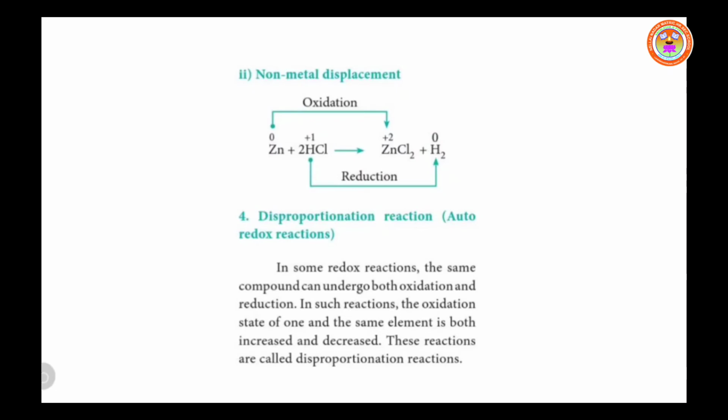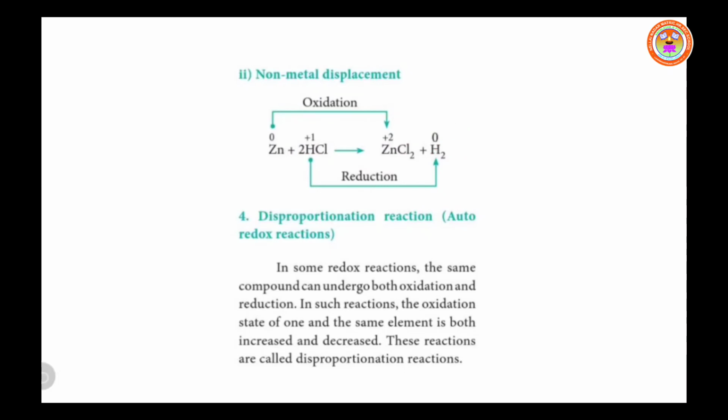Now we can see the oxidation states. The oxidation state of zinc in the uncombined state is 0, whereas in zinc chloride, that is in ZnCl2, its oxidation state is +2. So the 0 state is changed to +2. The oxidation number is increased from 0 to +2, so it is an oxidation reaction. Then the oxidation state of hydrogen in hydrogen chloride is +1, whereas in H2 the oxidation state of hydrogen is 0. Here the +1 state is reduced to 0. So HCl to H2 is the reduction reaction.